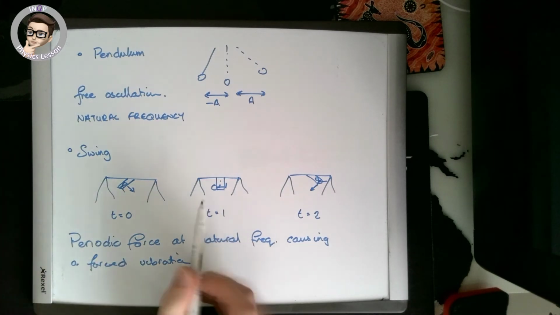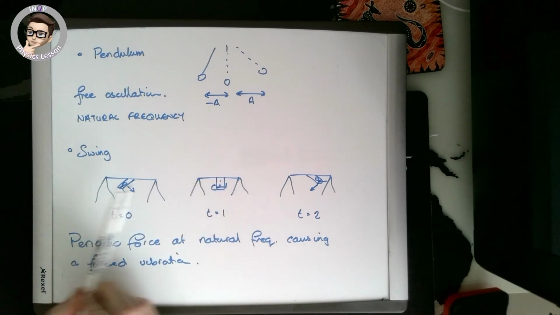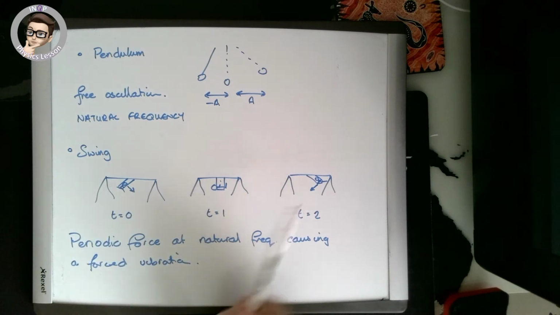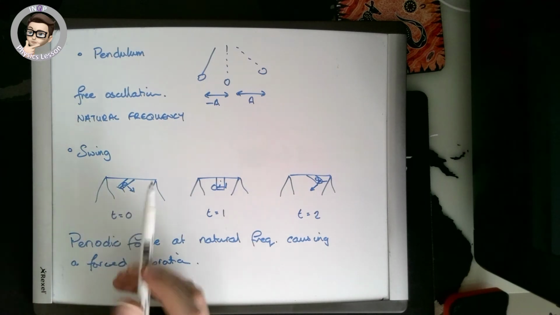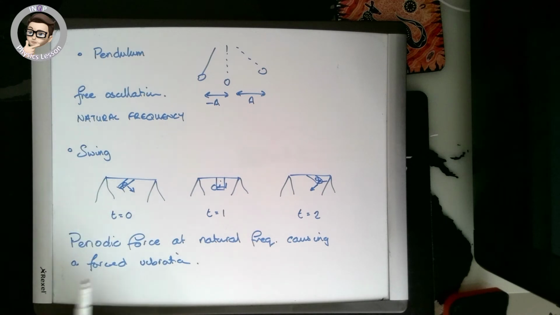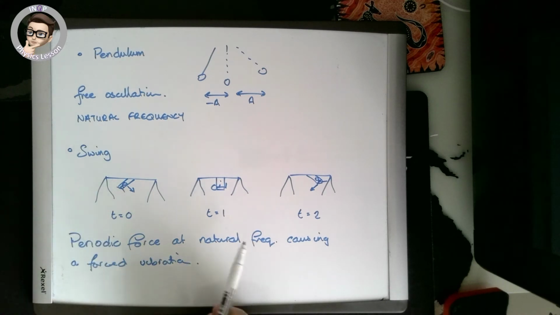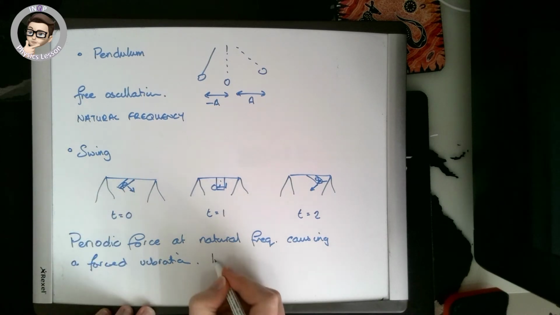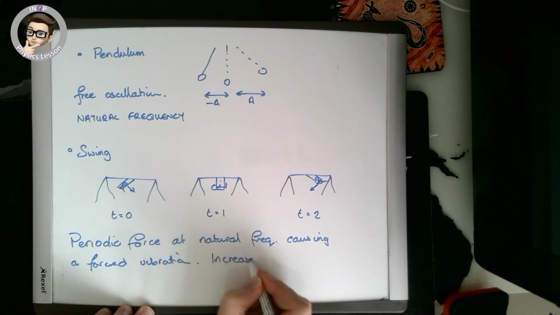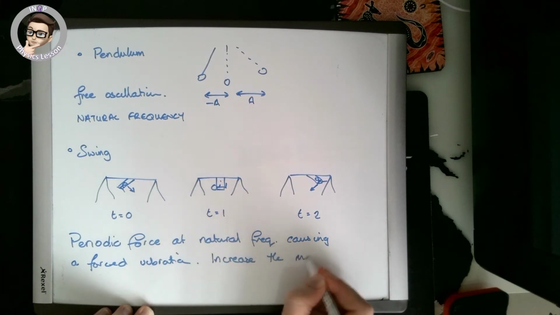And what happens to the child on the swing? Well, the more you do of this, the greater your amplitude becomes. Now, this is actually what we're talking about in terms of resonance. If you apply a periodic force at the natural frequency, then you are going to increase the maximum amplitude. So this will increase the maximum amplitude.